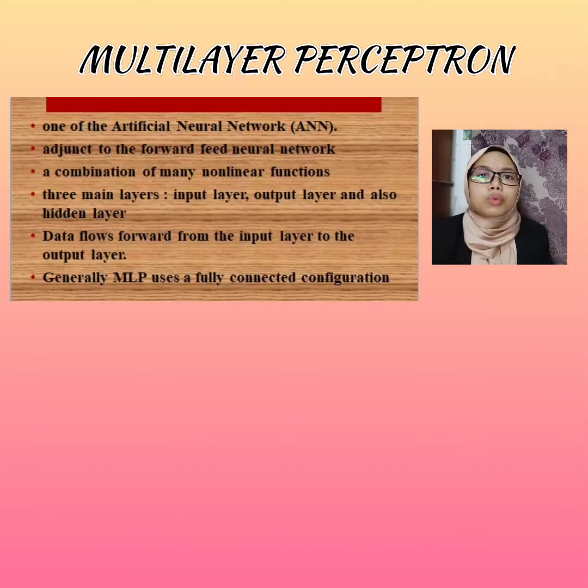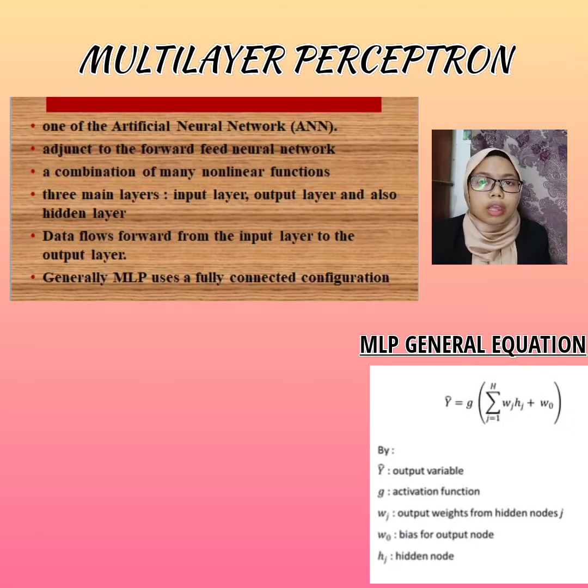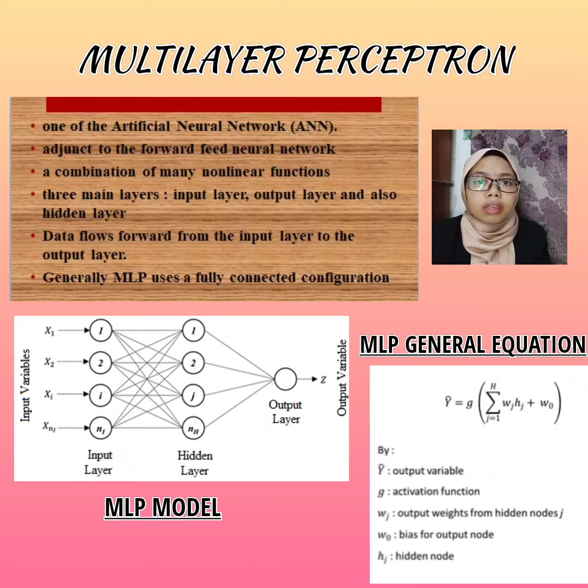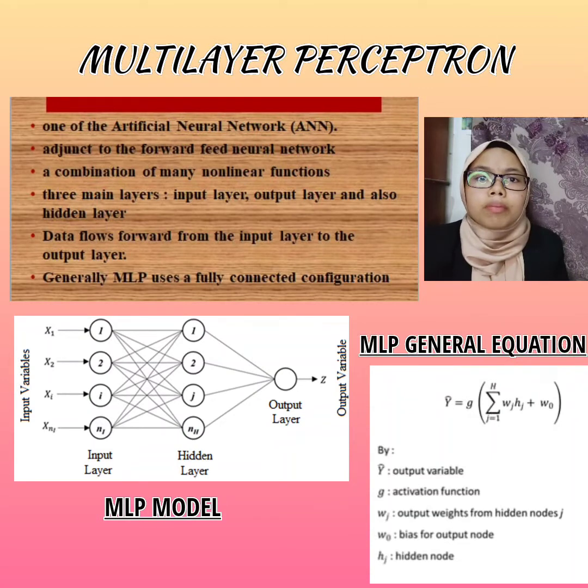Multilayer Perceptron is one of the artificial neural networks. MLP is also an addition to the feed-forward neural network and is a combination of many non-linear functions. MLP literally has several layers, but generally has three main layers. Generally, MLP uses a fully connected configuration.